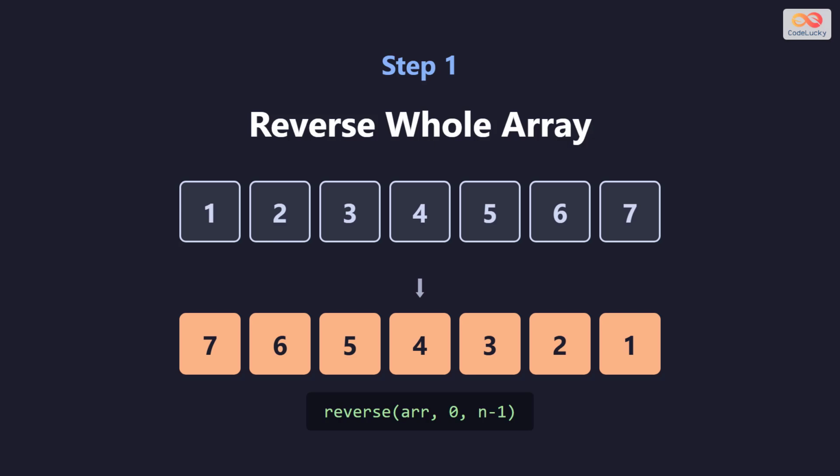Step 1 is to reverse the complete array. If our input is 1 through 7, reversing it gives us 7, 6, 5, 4, 3, 2, 1. Notice that the elements we want at the front, 5, 6, and 7, are now at the beginning, but they are in the wrong order.